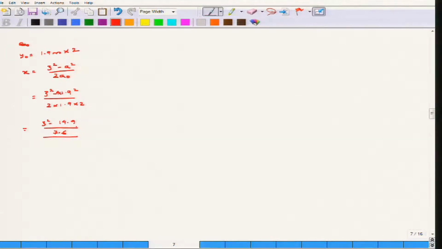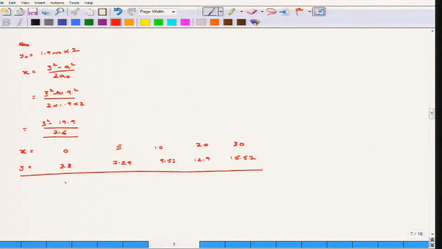Now, let us follow the similar process, that you know the x for a series of numbers, which basically starts from, let us say 0, then 5, then 10, then 20, then 30, and the z for all those values will be 3.8, then 7.24, then 9.51, 12.9, 15.57. So, these are the values that we will get.